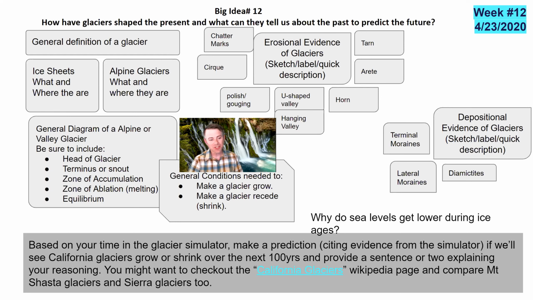And kind of the big question tonight too is, based on the time in our glacier simulators that we're going to be doing, I'd like you to make a prediction about, citing evidence from these simulators, if we'll see California's glaciers grow or shrink over the next 100 years. And then provide a sentence or two explaining your reasoning. And then you might want to check out the California Glaciers Wikipedia page and compare that to the glaciers in Mount Shasta versus the Sierra and things like that. Because there are glaciers in California. There are a few.